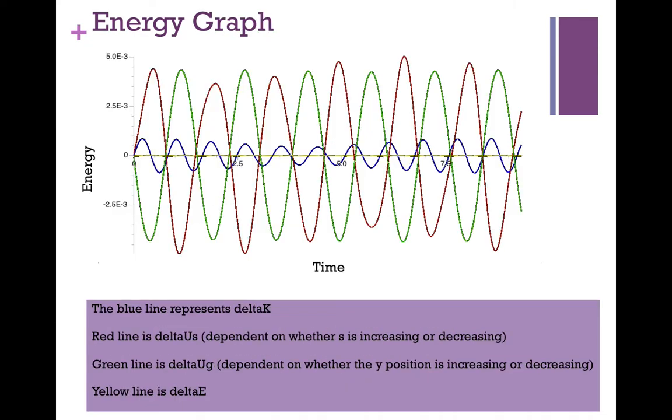And so this is what we got. The blue line is delta K. The red is delta US, which is dependent on whether S is increasing or decreasing. The green line is delta UG, depending on whether the y position is increasing or decreasing. And the yellow line is delta E.